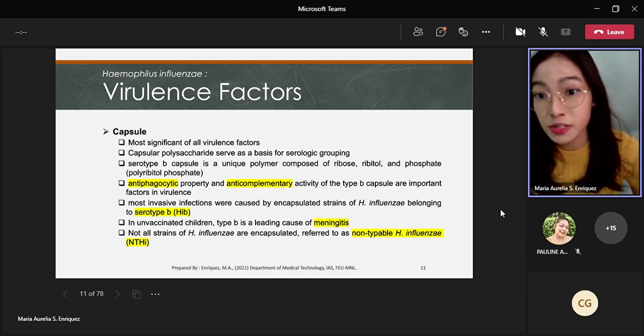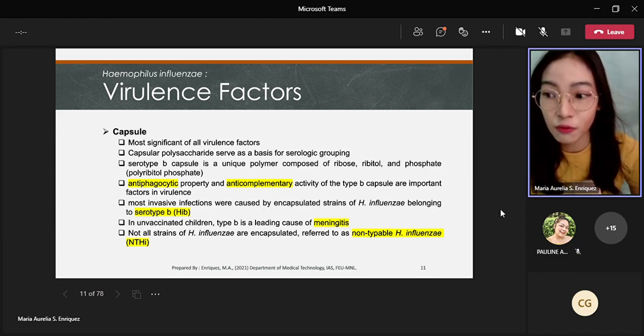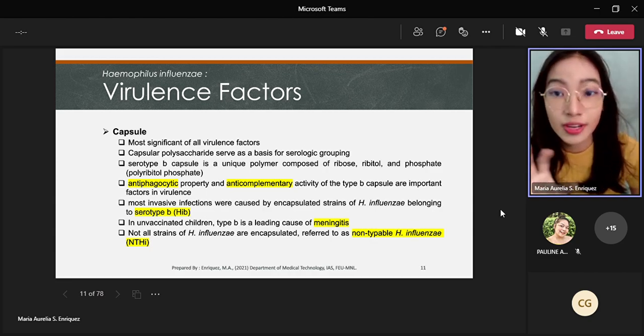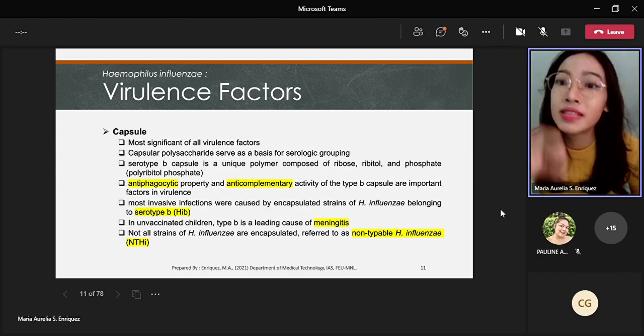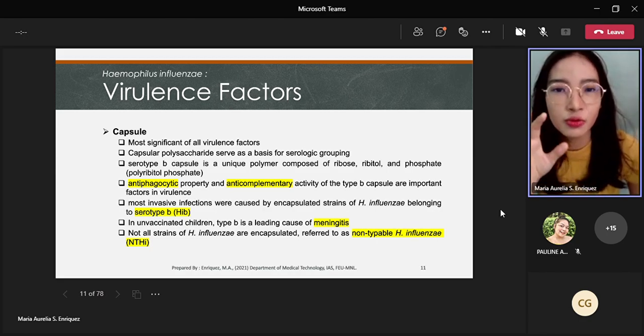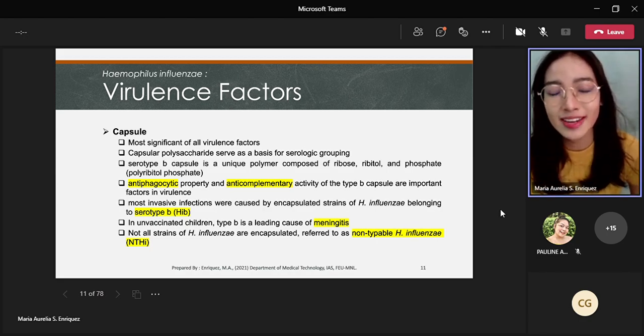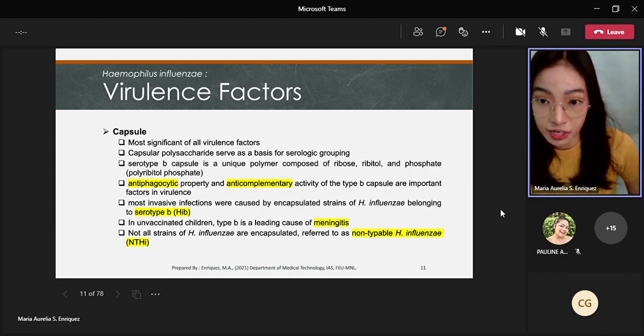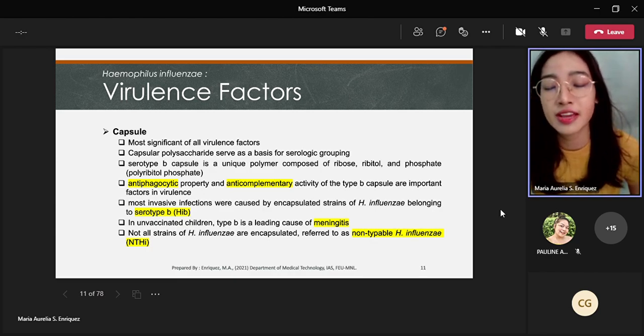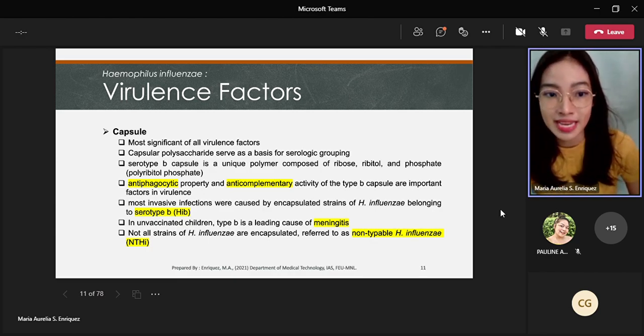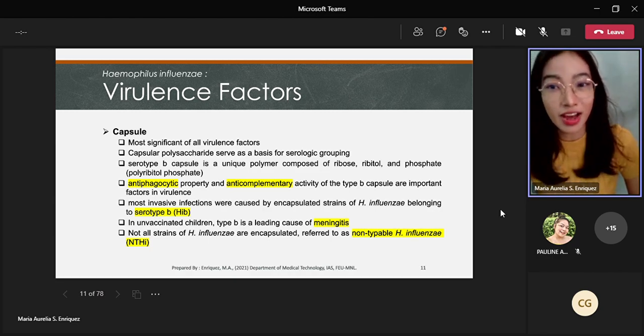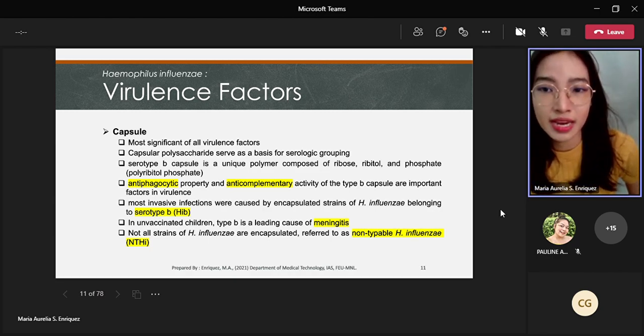So the polysaccharide capsules that make up this one have served as the basis for serologic grouping. So yung mga polysaccharides that make up the capsule, yun po yung tinitignan to serologically group the different types of Haemophilus influenzae. And the most invasive infections were attributed to Haemophilus influenzae serotype B. So in unvaccinated children, this has been a causative agent of meningitis.